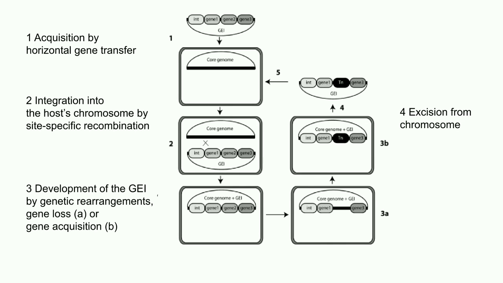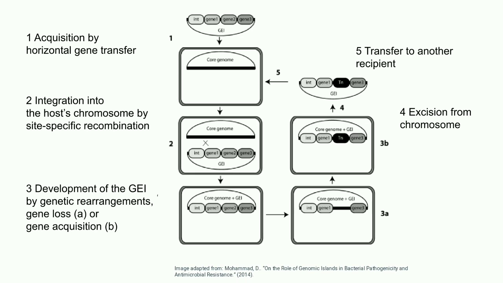The last step is excision from the chromosome so that this particular genomic island can get integrated with yet another bacteria. So lastly, after excision, there is transfer of this pathogenicity island to another bacteria, which will acquire this again by the process of horizontal gene transfer.